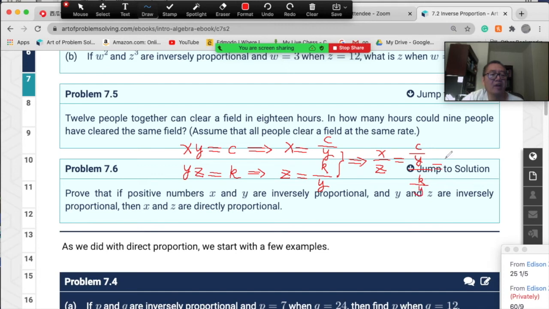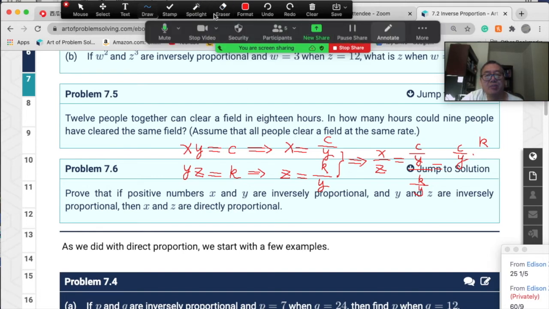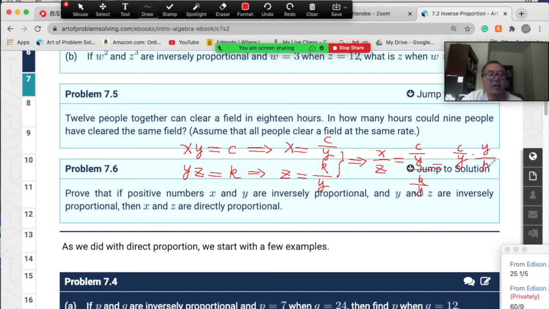This is the division of two fractions, so we can convert this to multiplication of fractions. So that equals c over y times, because we change to multiplication, you need to find the reciprocal of the second fraction. So that will be y over k. So y and y cancel out. So you get c over k. You know, c is a constant. k is also a constant. So that means c over k is also constant. Then that means the ratio of x and z is a constant.